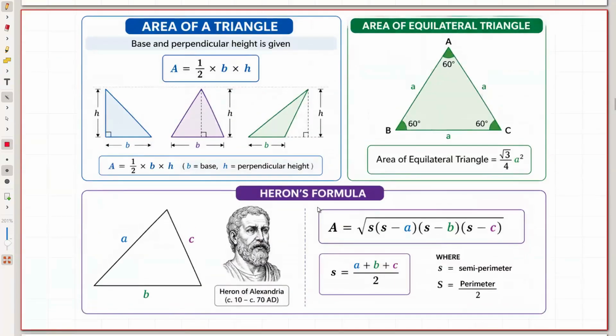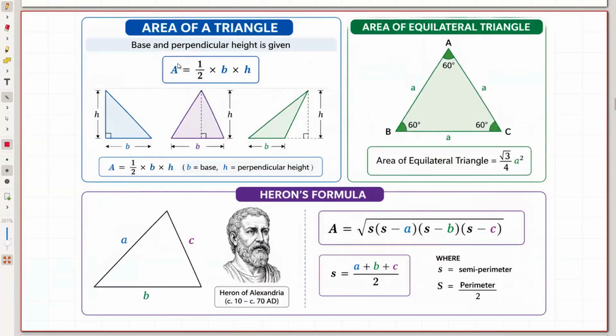Right, so next, area of the triangle. Area of the triangle is half of base into height, which we have learned. We have different types of triangle. If it's a right angle triangle, the formula is half base into height. If the height is given, or if it's a right angle triangle, automatically one side will be the height, so it's a direct formula.